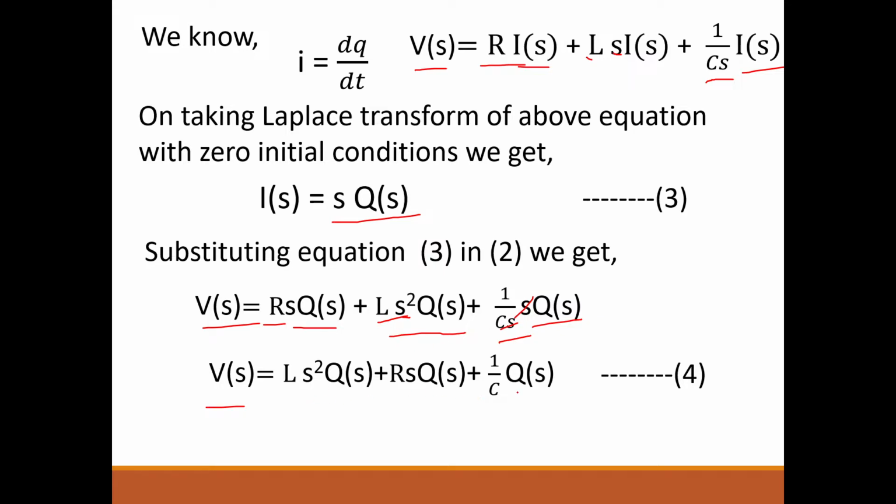But I have written it in a certain pattern: S square, next S, and S power 0 term, where S is not there. S power 0 means 1. So above equation I have written like this: L S square Q of s plus R S Q of s plus 1 by C Q of s. Consider it as equation number 4.